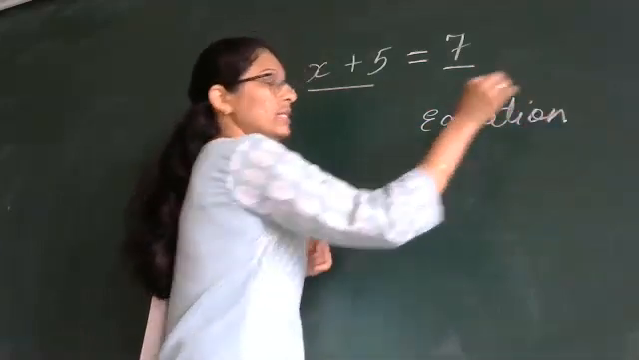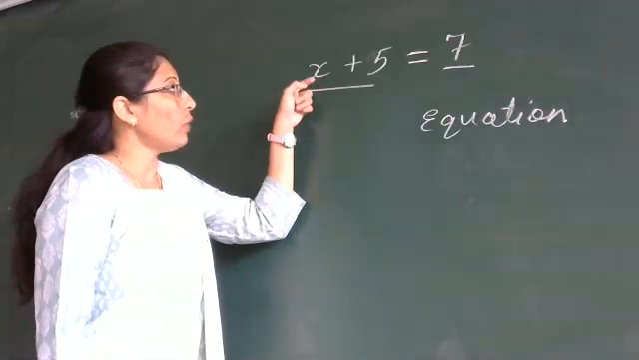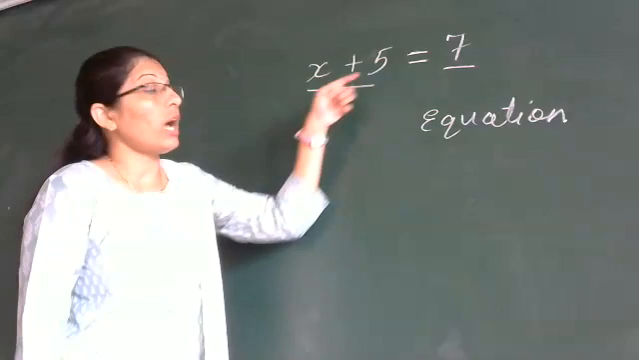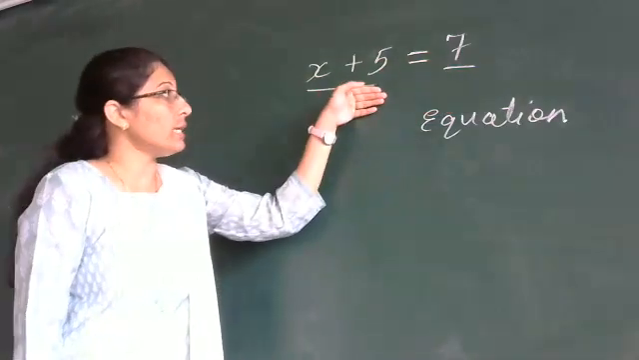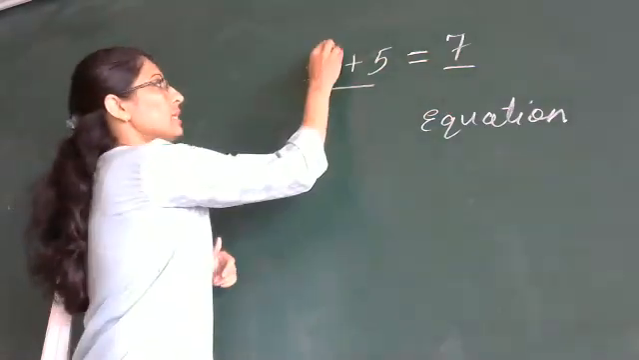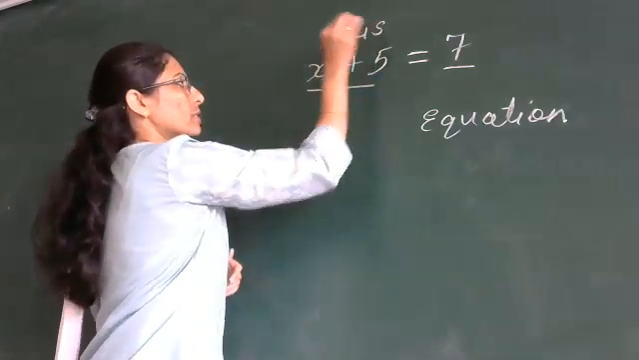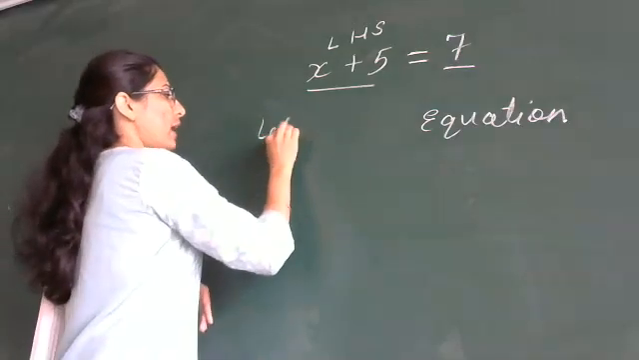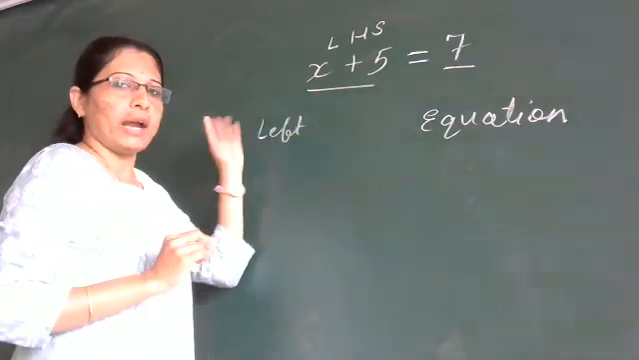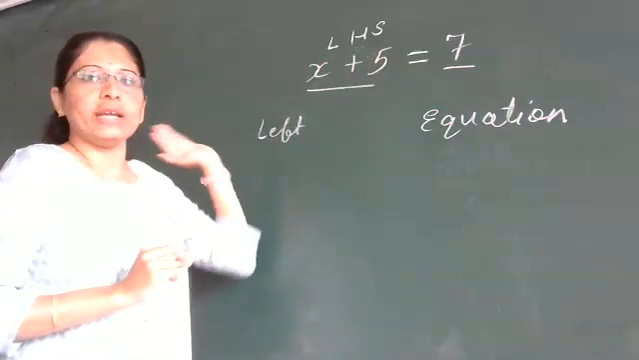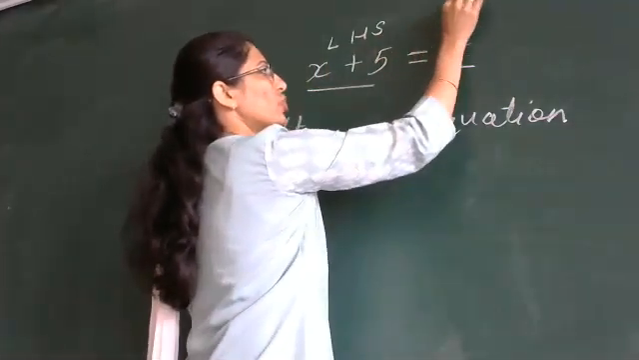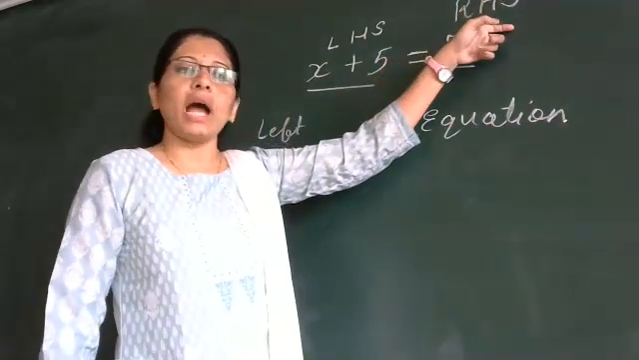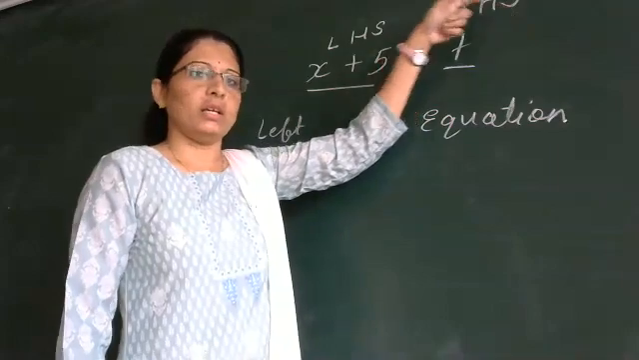Equation. Now, in this equation we will have constants and variables, and there are two parts. This side part is known as LHS, that is left hand side. This side is LHS. And this side is known as RHS, right hand side.